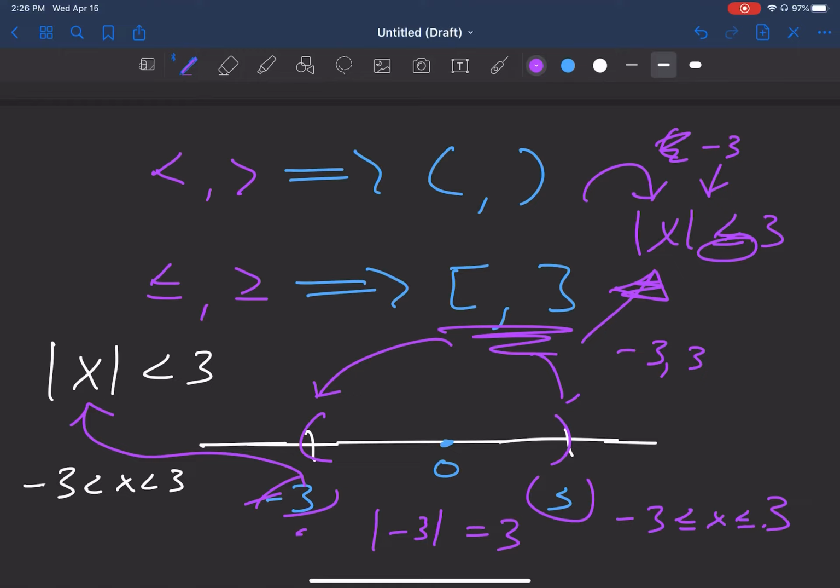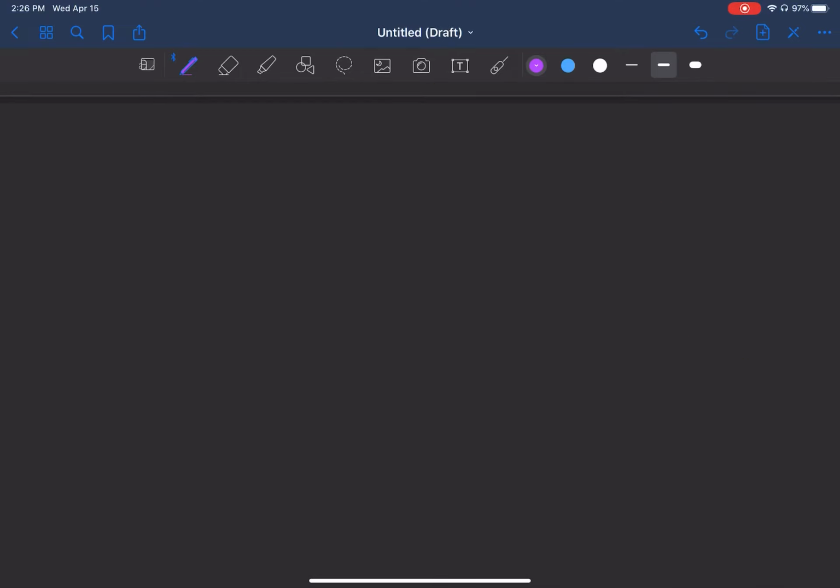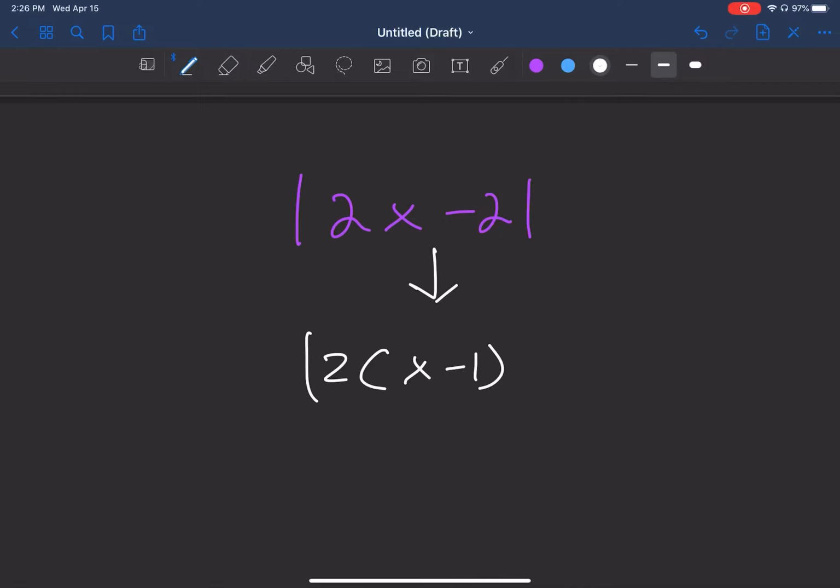I guess I'll do one more. Looks like you need this technique to solve. If you have something like 2x minus 2, you can always pull out this 2. You can factor, and the way you factor is you just pull out the 2 here, right? We're cool with that. I'm just pulling out the 2 from here and here.